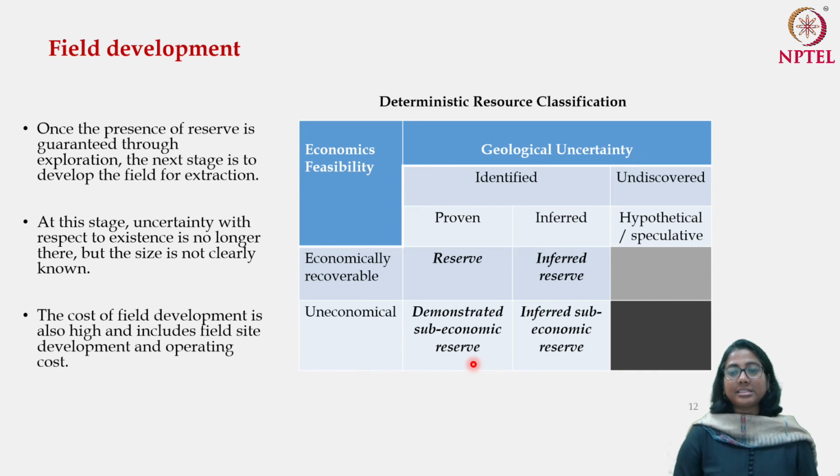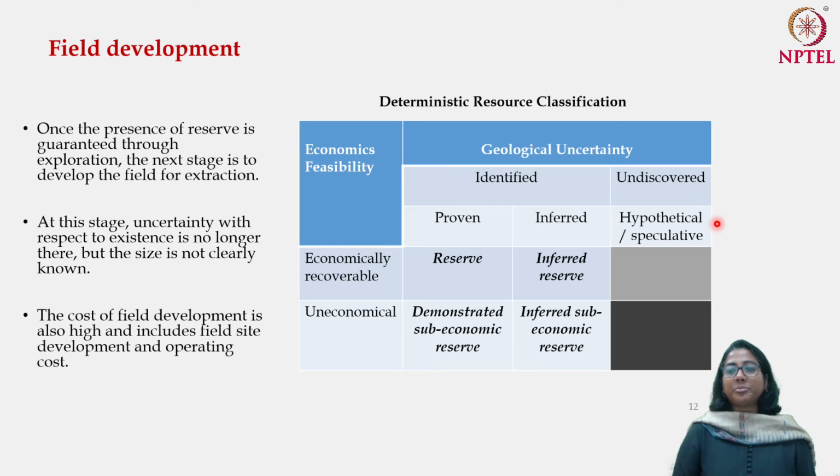But the interesting thing is that even if there is proven reserve or inferred reserve, it may happen that it's not economically feasible to take these things out. So these uneconomical reserves are called demonstrated sub-economic reserve if they are proven, and inferred sub-economic reserve if they are inferred. And in the case of undiscovered reserve, or in this case undiscovered stock, I would say some of them are hypothetical and some of them are speculative.